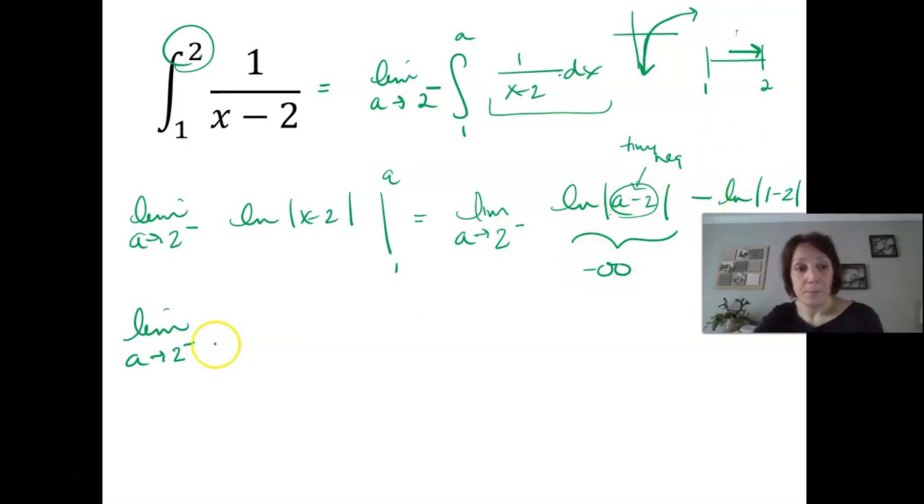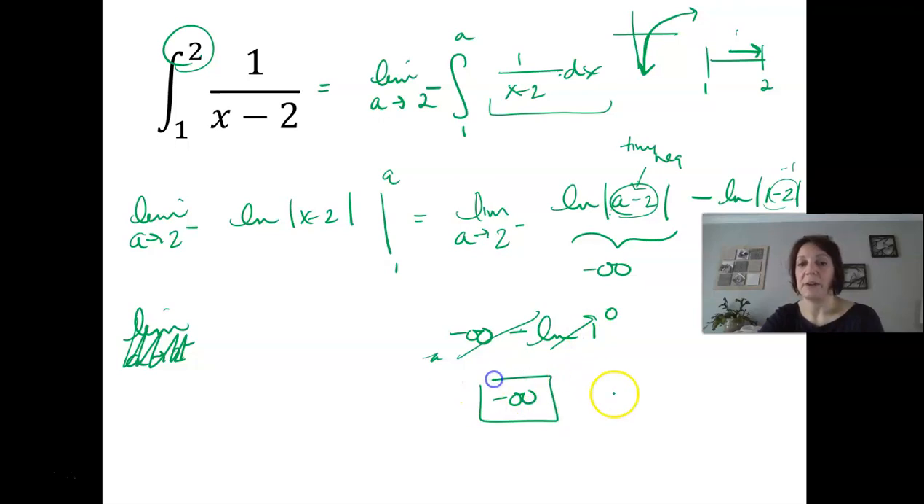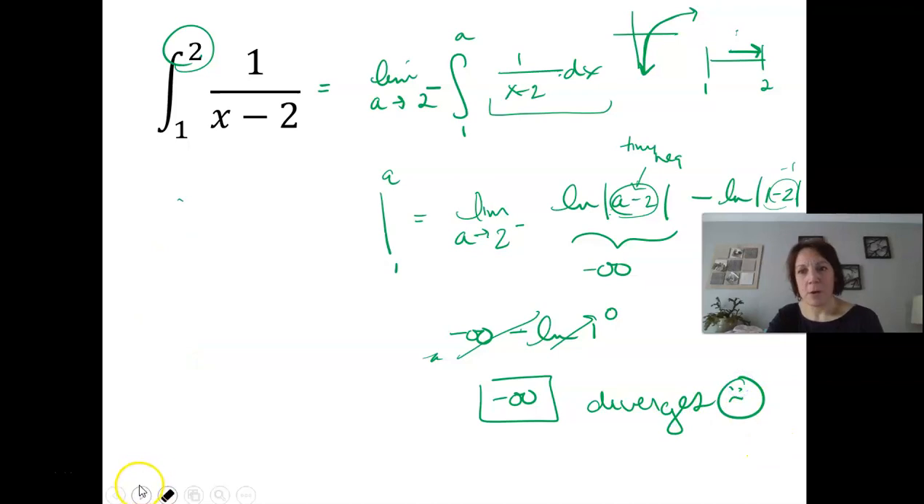Okay, now I don't need this anymore. I'm evaluating my limit, so I have negative infinity, minus the natural log of the absolute value of 1 minus 2, so negative 1, which turns to positive 1. So minus the natural log of 1, which we know is 0. So I've got negative infinity minus 0, also coming out to negative infinity. What we're saying here is this integral diverges.